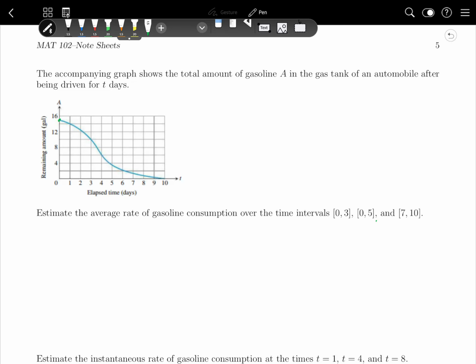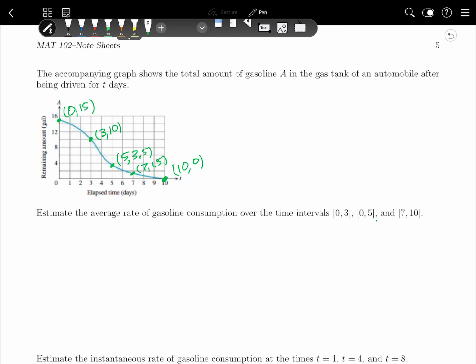So at 0, that's that point. That looks like 0, 15 to me. At 3, that looks like 3, 10. At 5, that looks like it's about halfway, so I'm going to call that 3.5. And at 10, oh, whoops, I forgot 7. 7 looks like it's 7, 1.5. And 10 looks like it's 10, 0.